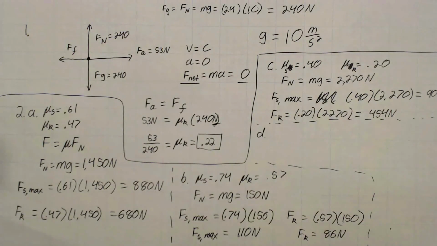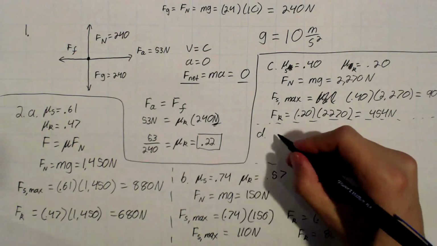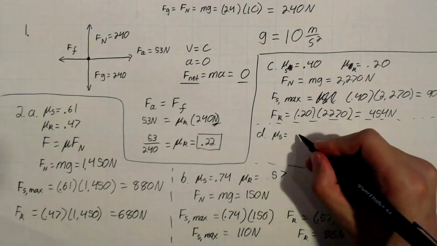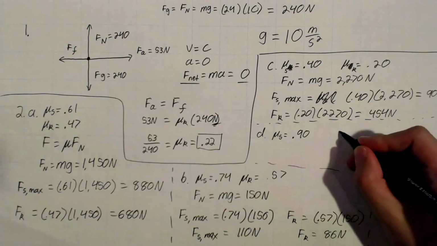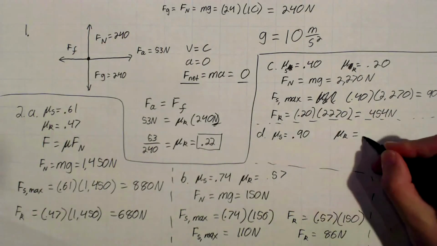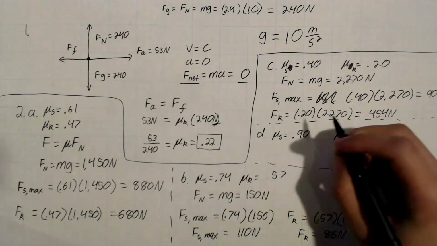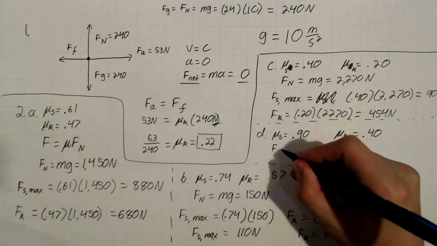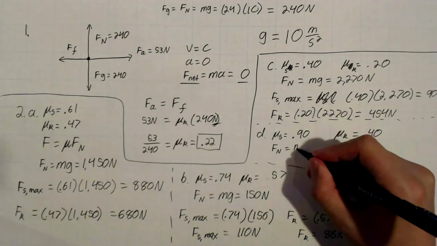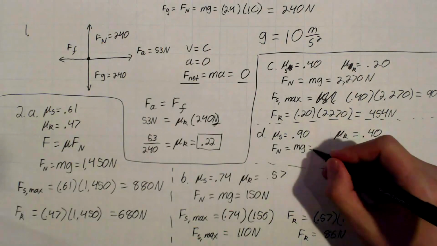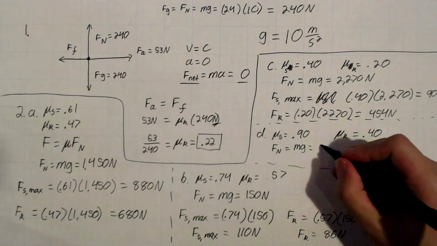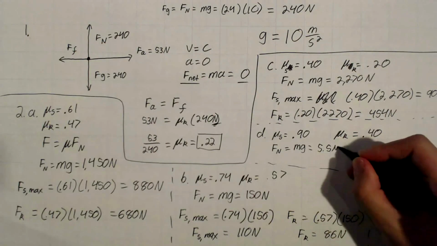So part D says sliding a 0.55 kilogram glass amulet on a glass display case. Again, the only thing you need to take out of this is 0.55 kilograms and glass on glass. So we look at our coefficients again, and we get that our static coefficient is 0.90, and that our kinetic coefficient is 0.40. So next we need to calculate our normal force, which is going to be equal to the force of gravity, which is just mass times the acceleration due to gravity, which will be 0.55 times 10, which is 5.5 newtons.